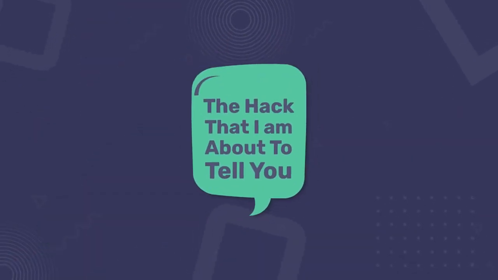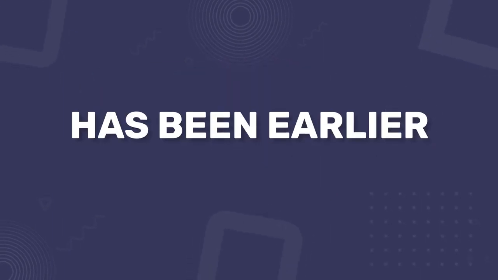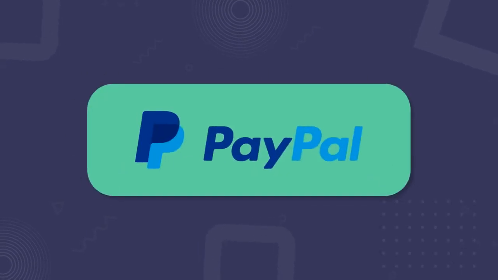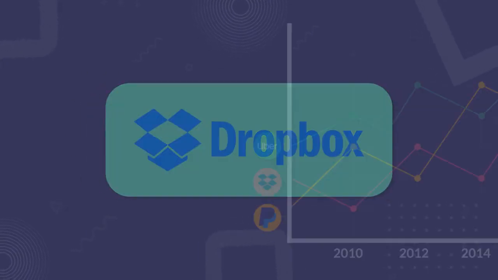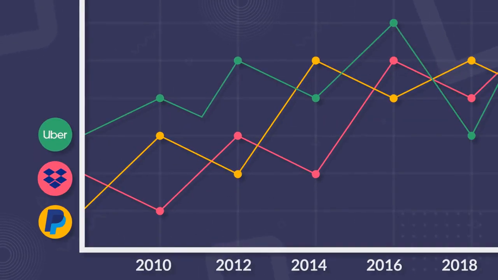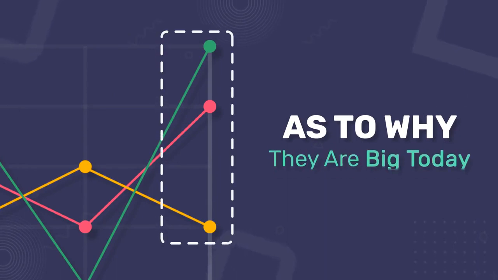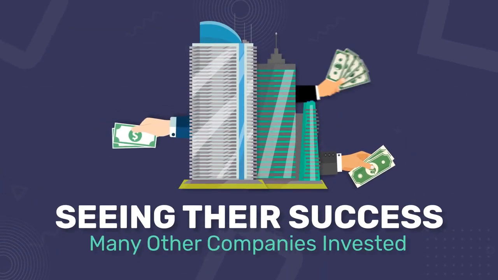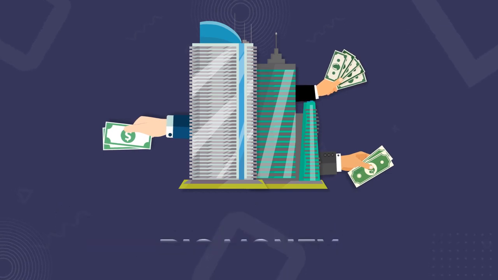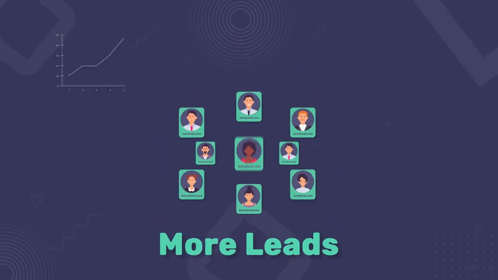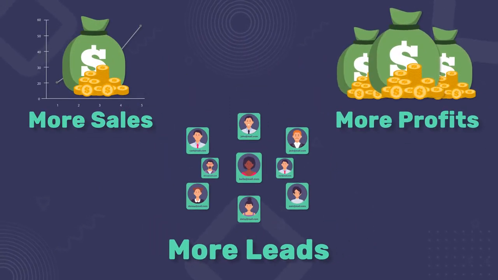The hack that I'm about to tell you about has been earlier used by big, and I mean huge names like PayPal, Uber, and Dropbox. Well, at that time, they weren't exactly big, but look at them now. In fact, this hack is the main reason as to why they are as big as they are today. Seeing their success, many other companies invested big money to increase leads later. More leads means more sales and more profits.